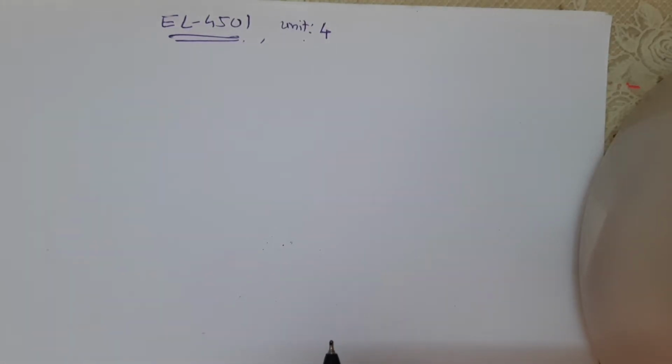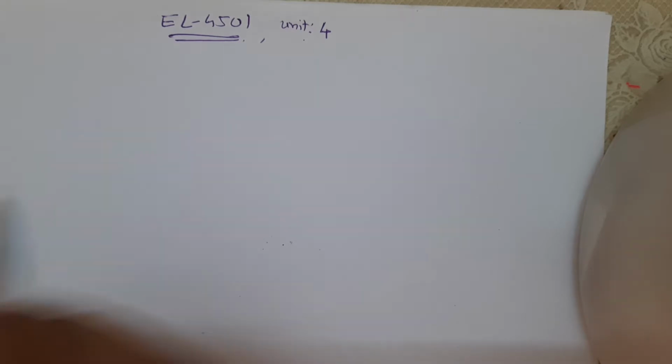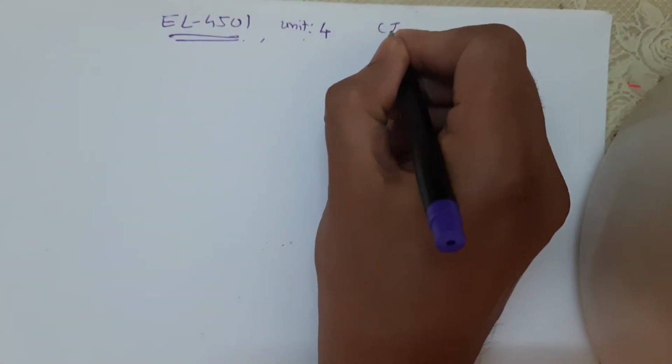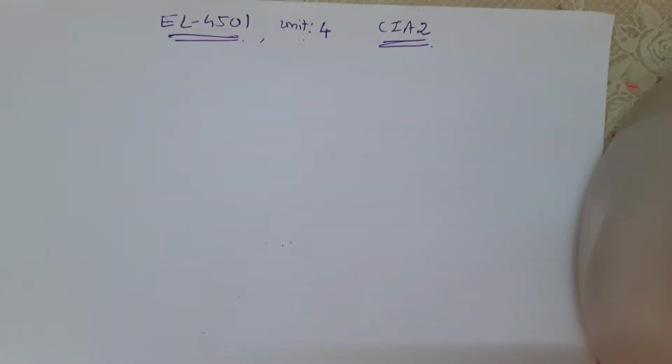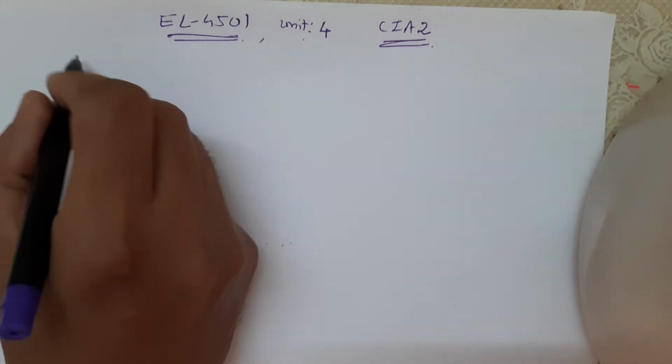Now, this is paper number EL4501, Unit 4. This is for CIA 2 syllabus. The topic is multivibrator.